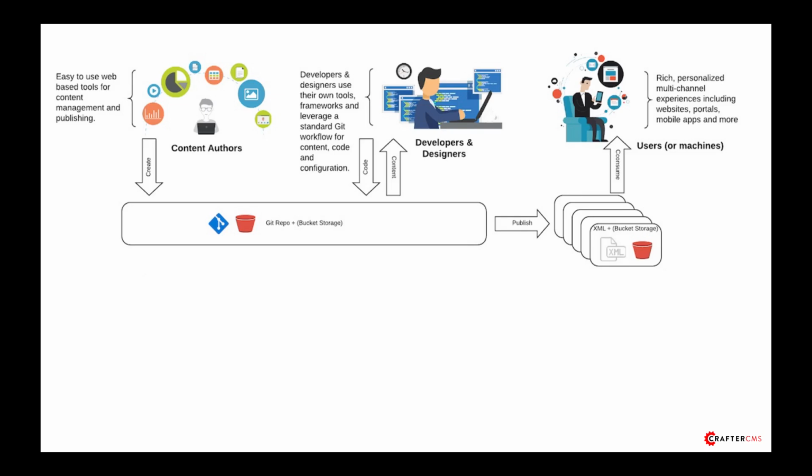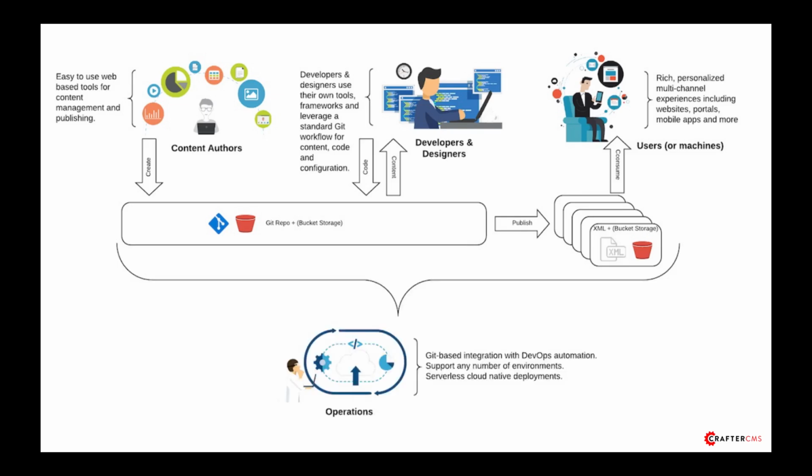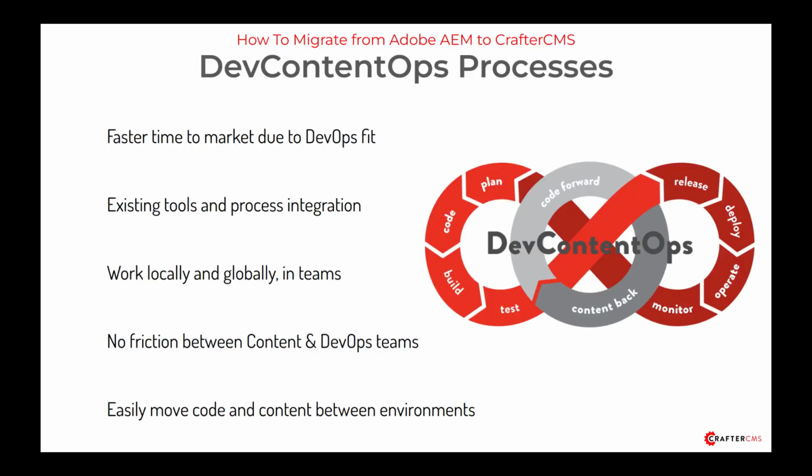And operations using standard CI/CD tools and mechanics can move content back to lower environments to support the development and testing process, and code forward to facilitate releases and deployments of new functionality. We call this frictionless collaboration between authors, developers, and operations dev content ops.